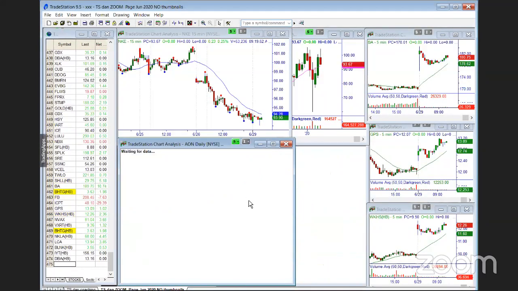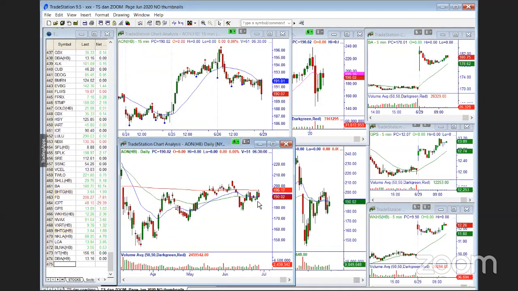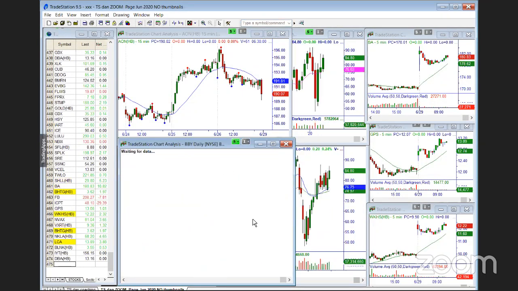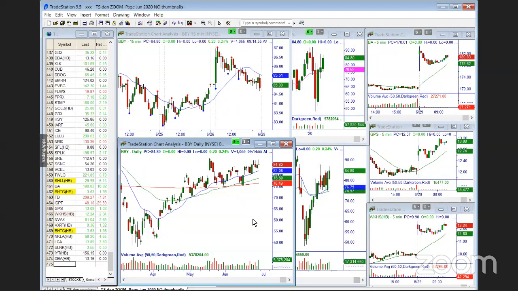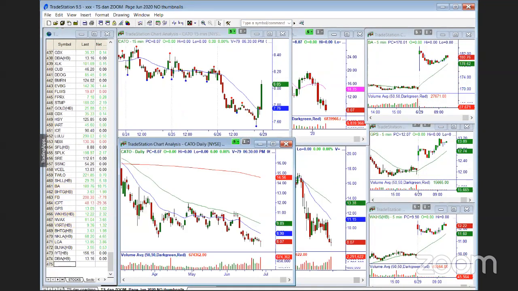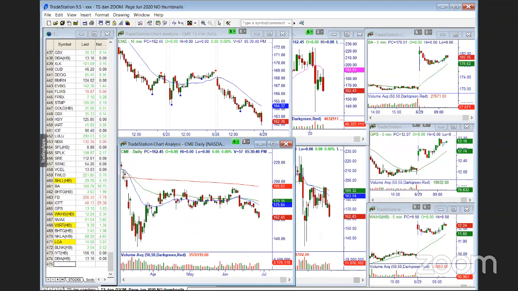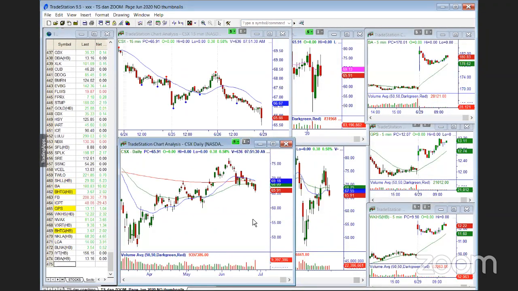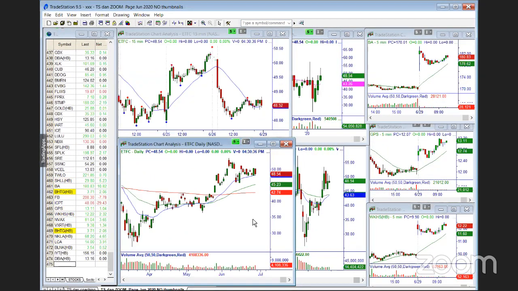Swing ladder, AON, same, when we got the banking reversal on Thursday. Sold a put spread. BBY covered call. That's showing relative strength there on the daily and the weekly. Cato short, CME short, CSX short, ETFC. That was another bullish reversal financial, and we only have half lots on this.